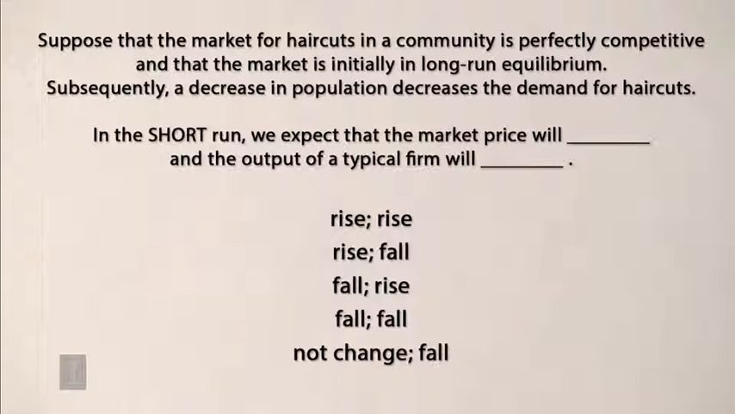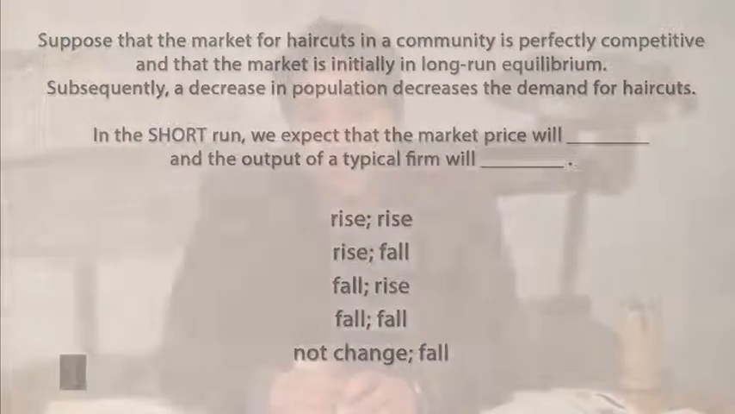Now, at this point, a decrease in population decreases the demand for haircuts. My question is, in the short run, what would we expect will happen to the price and to the output of the typical firm in that market in the short run? Now, in order to answer that question, again, we can answer it intuitively without the diagrams, we can answer with the diagram. Let's try to answer it intuitively first.